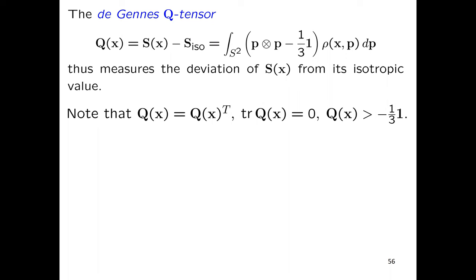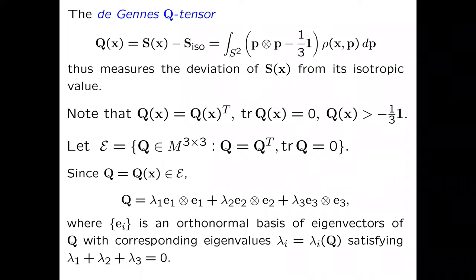It's a physical constraint that we need somehow to make sure is satisfied. So let's let script E be the set of 3x3 matrices which are symmetric and trace zero. And we've got Q is in E, of course. So it's a symmetric matrix, trace zero, so I can write it in its spectral decomposition, with orthonormal basis vectors e1, e2, e3 and eigenvalues lambda 1, lambda 2, and lambda 3. And since the trace is zero, the sum of the eigenvalues is zero.